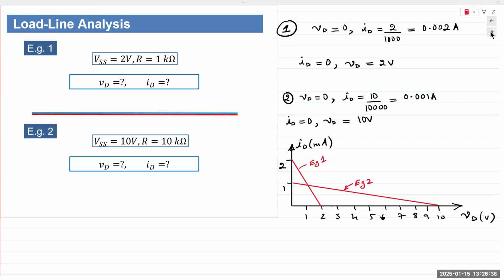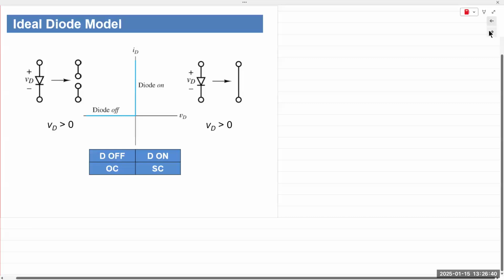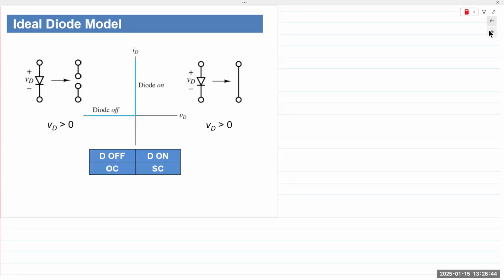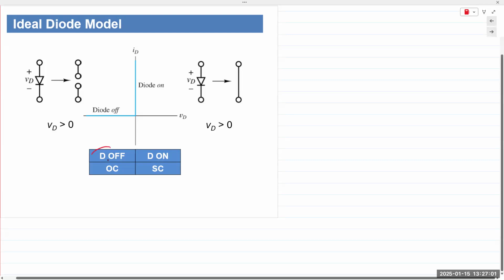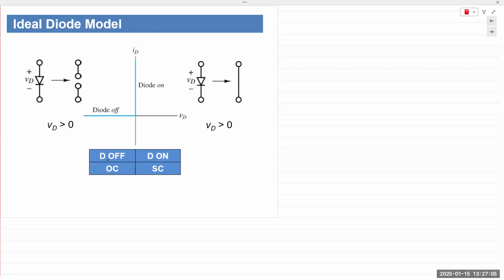Now let's turn our attention to the first of our diode models, the ideal diode model. In an ideal diode model, which of course doesn't exist, we simply replace the diode with either a short circuit or an open circuit based on an assumption. Okay, we can assume the diode is either on or off, and we can replace it with either an open circuit or a short circuit.